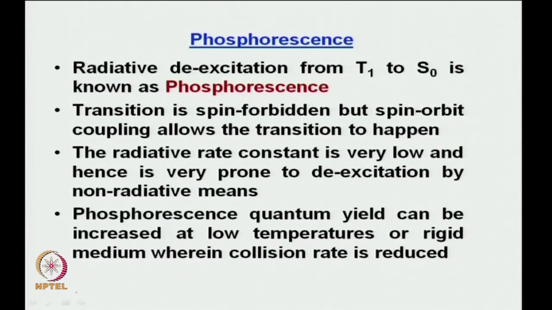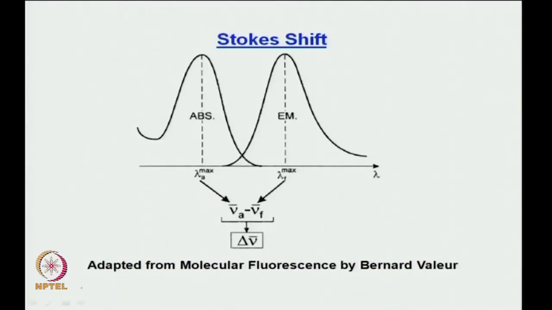Now this is the other thing I was telling you. Phosphorescence quantum yield can be increased at low temperatures or in a rigid medium where collision rate is reduced. So essentially, if you reduce collision rate by one way or the other, then you can increase the phosphorescence quantum yield. Okay, one more thing. So that was phosphorescence for you.